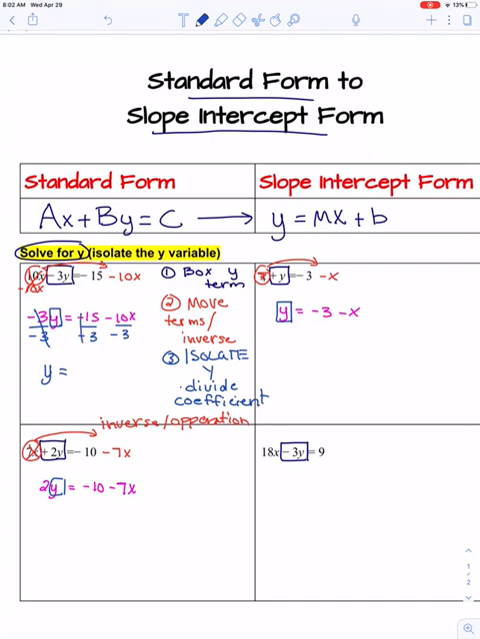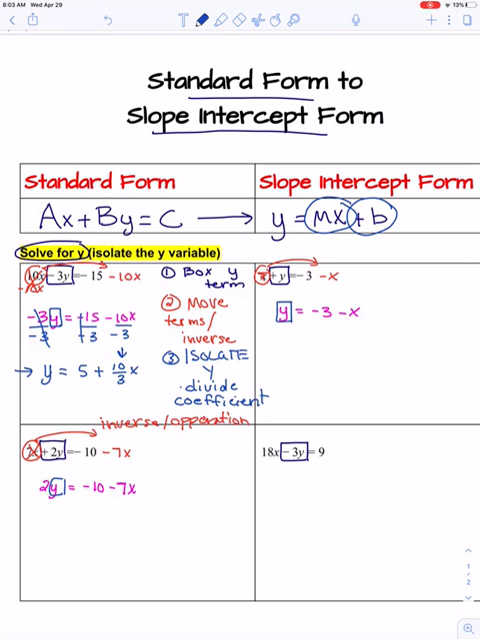15 divided by 3 is 5. A negative and a negative turns positive. 10 divided by 3 cannot be simplified, so we leave it, and then keep your x attached. Now, if you look up here, your x term comes first, and then your plus b. This works. You just have to understand that your x term is last.